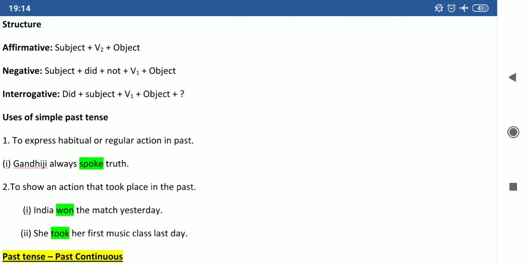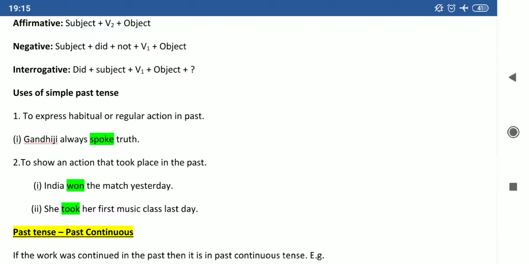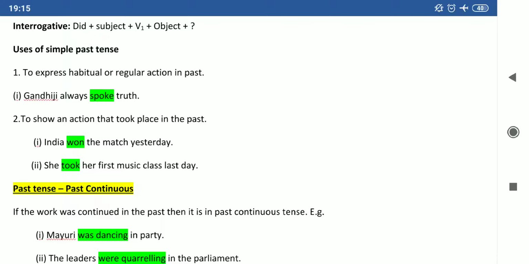In the same way in interrogative, as in simple present tense, do and does come in the beginning. So in this sentence, did will come in the beginning, then it will be followed by subject. After that, you will use first form of verb, then object, and will end up with question mark. Now I'll tell you where to use simple past tense.